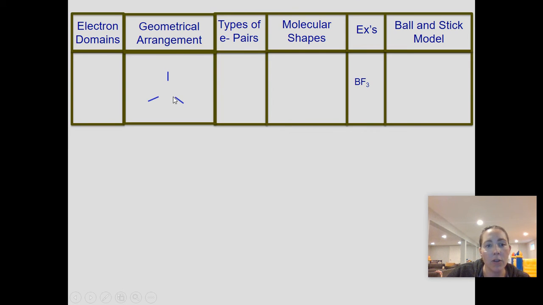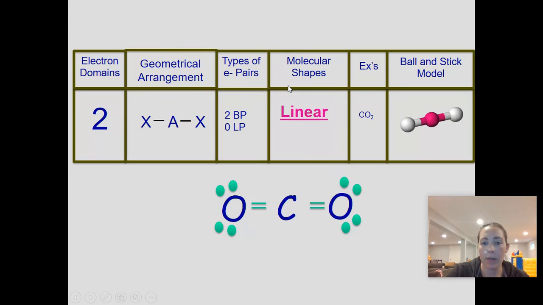And for the geometric arrangement, I can't go back. Let me see, maybe I can. Geometric arrangement, you just have 2 things coming off the central atom in a straight line, okay?